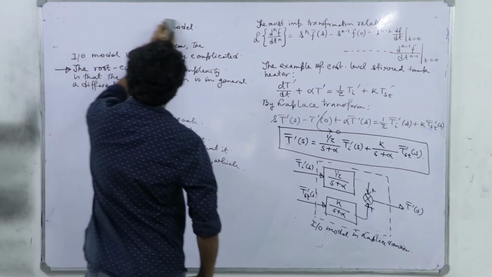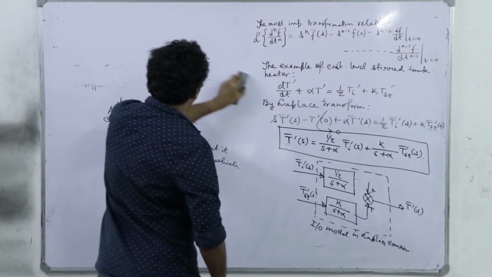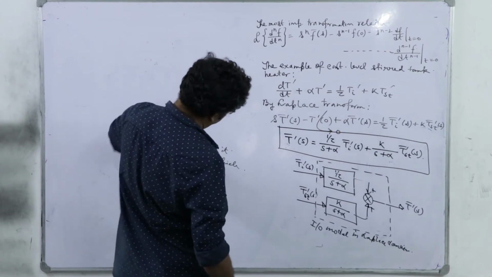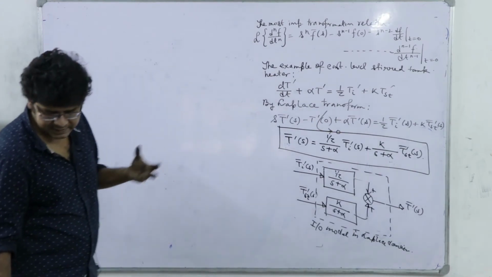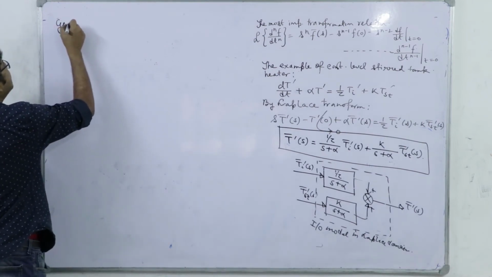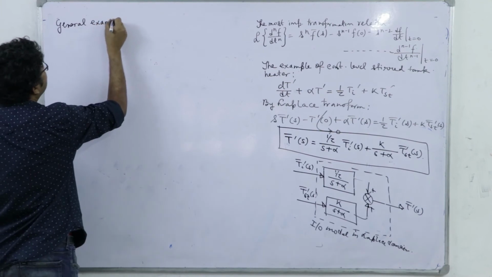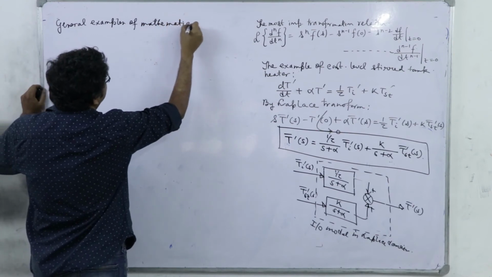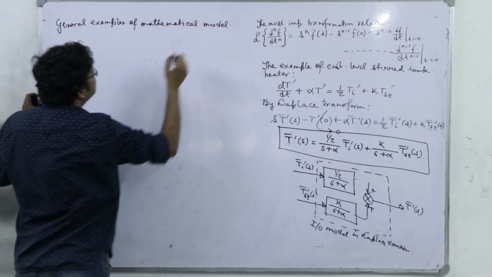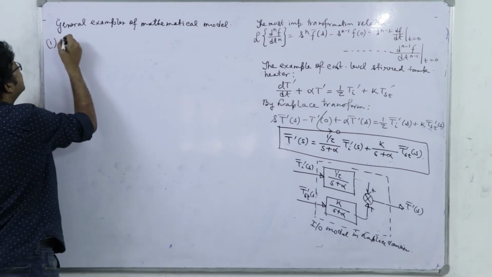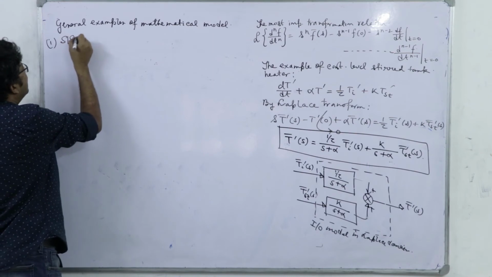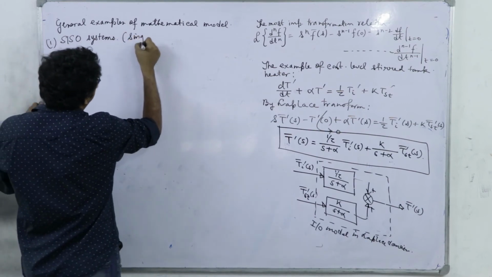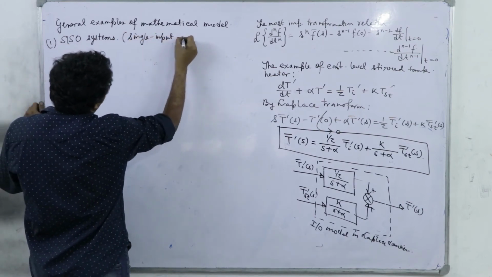So let's have some generalized examples of mathematical models, where we have single input, single output systems, that is, SISO systems.